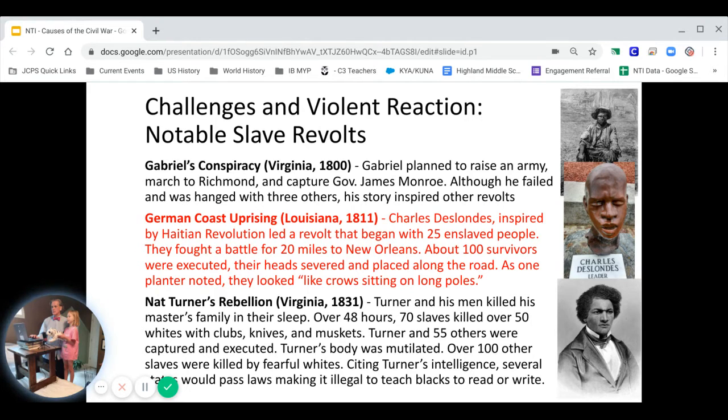So the whites in the area were now fearful of slaves. If they had any suspicions whatsoever, they were killing slaves. So over 100 slaves were killed during that time. And this is when laws would start to get passed that would prohibit blacks from learning to read or write. It would be a penalty for them to know it, and would also be illegal for someone to teach them. So again, this is a way over the top violent reaction to help maintain the slave system.